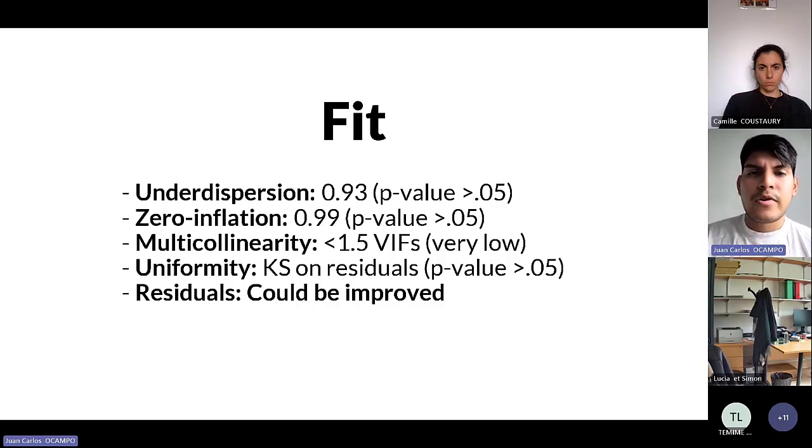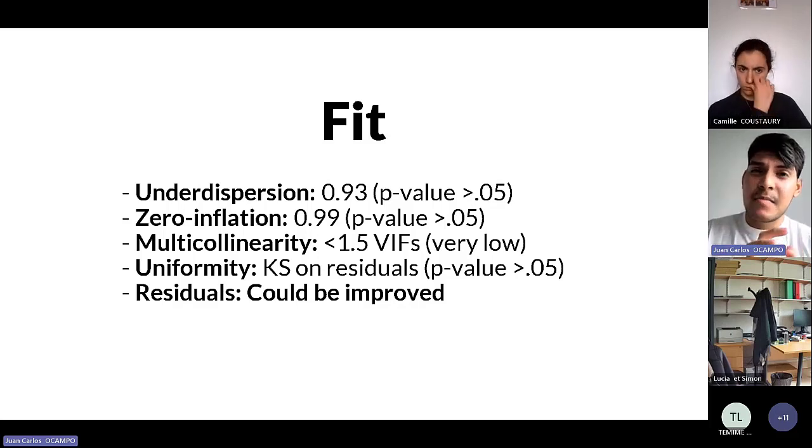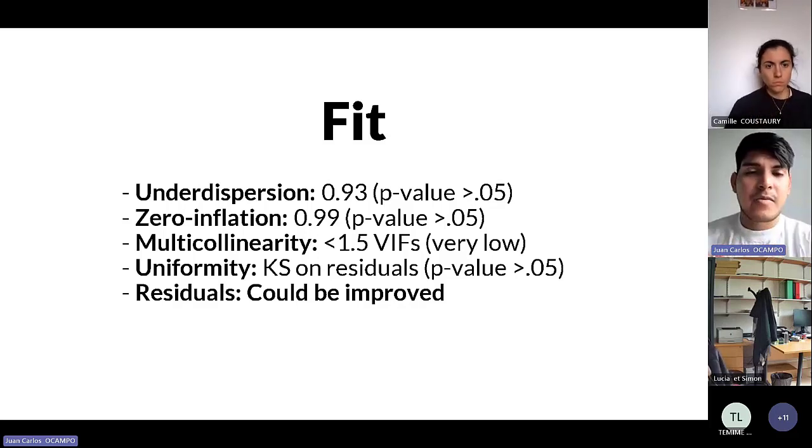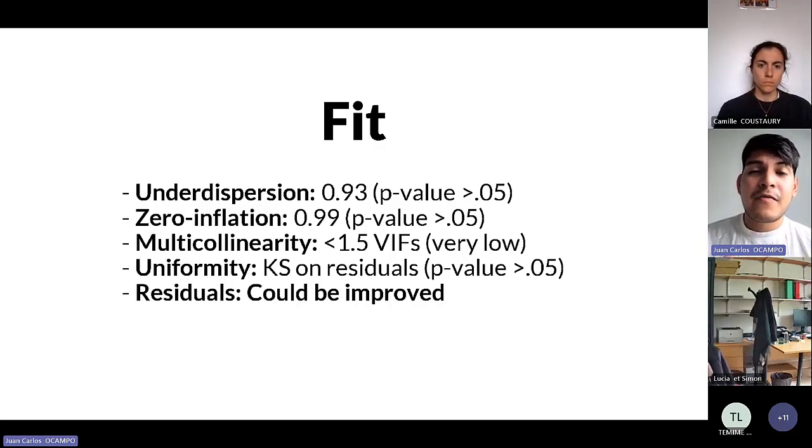This is after, of course, the fact that the under dispersion and the zero inflation are both addressed by the negative binomial part of the model and the zero inflation part of the model. For multicollinearity, we're using variance inflation factors to measure that. We got very low VIFs, below 1.5. The lowest threshold that you could find in the literature is 3 for very, very low, and it would be concerning if you go over 5 or 10. That would be the scale we're working on.